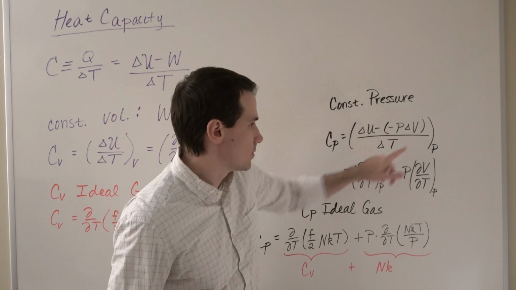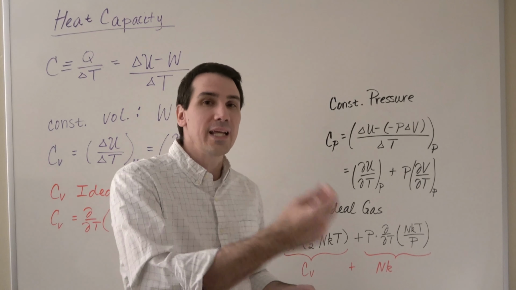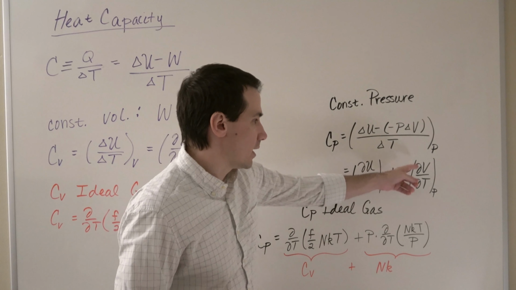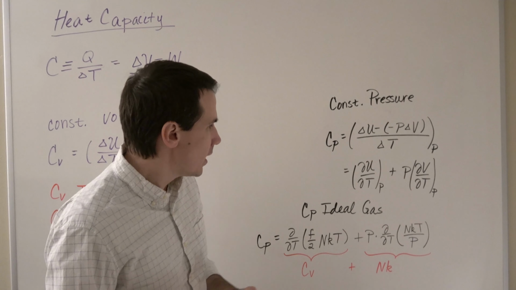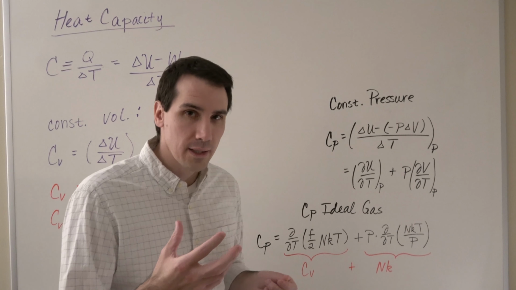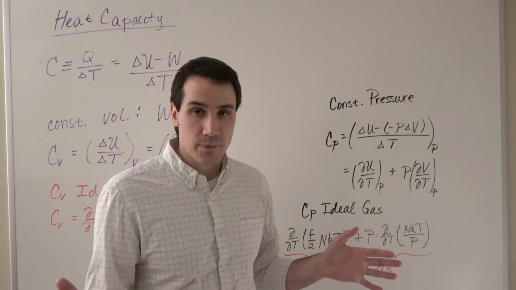Okay, so we take this, we distribute the T to each of the terms individually, and we're turning our deltas into partial derivatives, so we're taking an infinitesimal change in energy here and an infinitesimal change in volume here. And so this is the generic expression for the heat capacity at constant pressure for any substance.